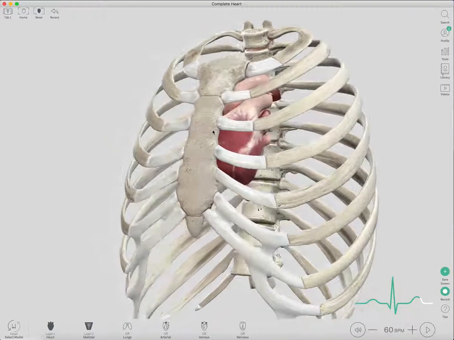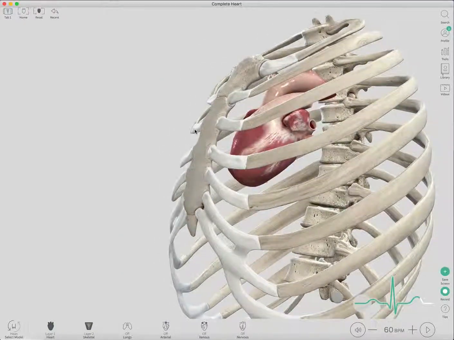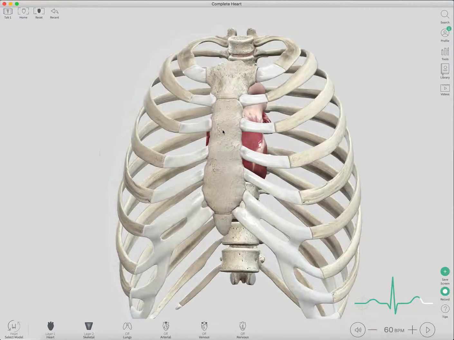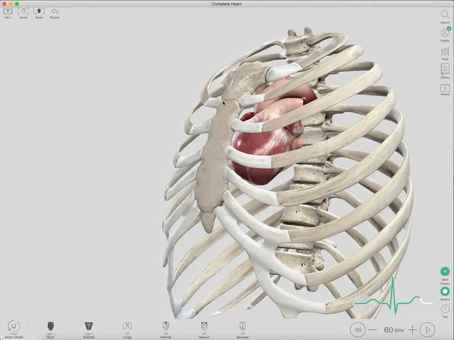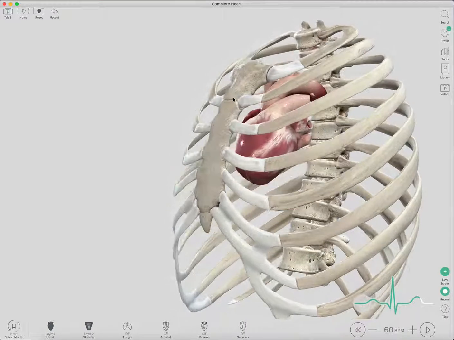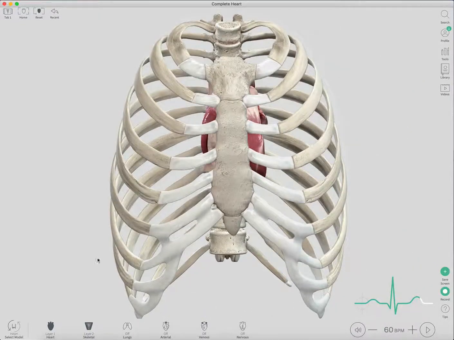So the heart is posterior to the sternum, and usually a third of the heart is on the right side of the sternum, as shown here, and 2/3 of it are on the left side of the sternum, as I'm hovering my mouse cursor over. And the heart is inferior to the sternal angle over here. The inferior extent of the heart.